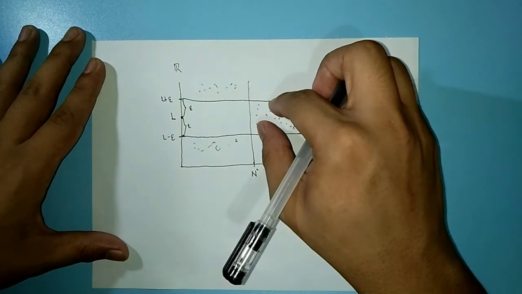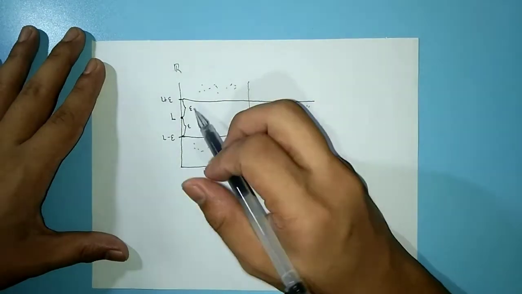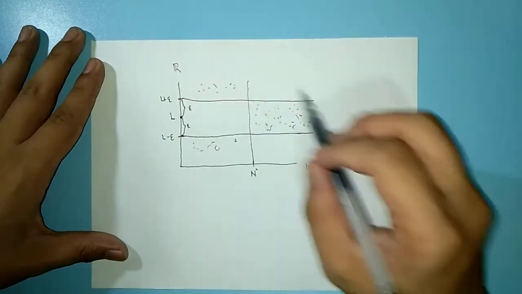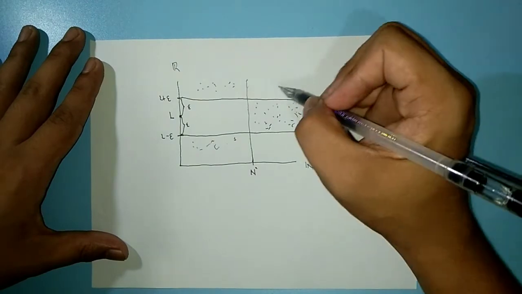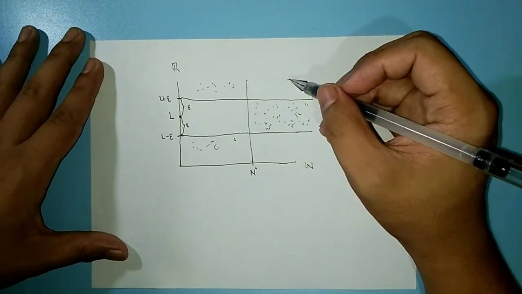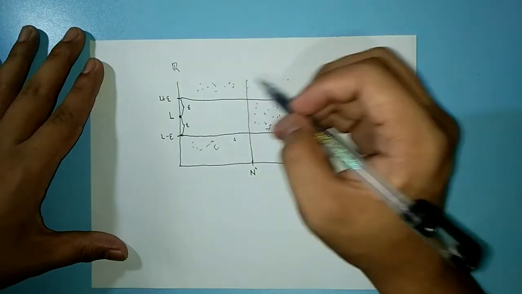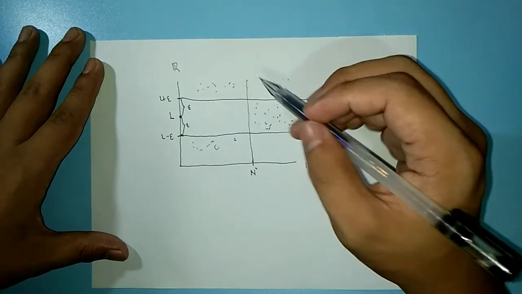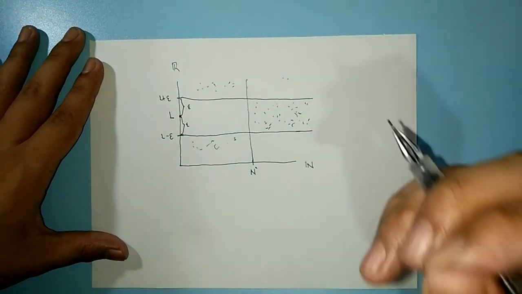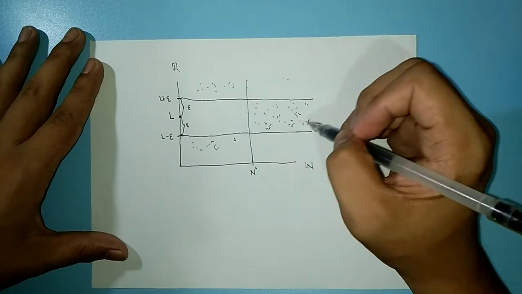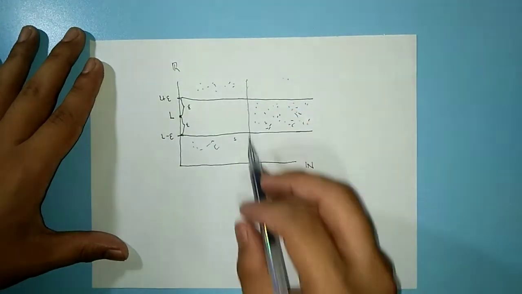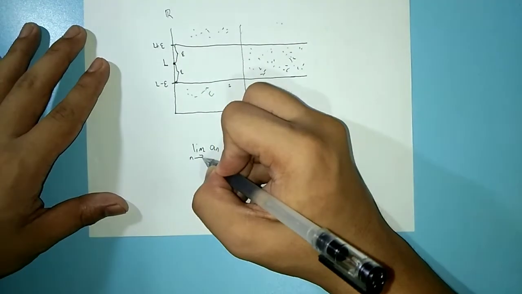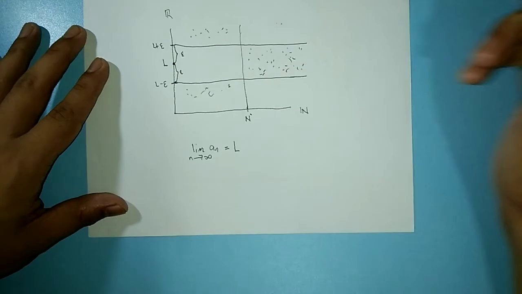Kasi kapag nasa loob yan, kapag kukunin mo yung distance nun ng A sub n sa L, that is always less than epsilon. Okay, which is ito. Pero kapag may nakita ka dito, let's say dito, yan. Kapag kinuha mo yung distance ng A sub n na to sa L, this will become larger than epsilon. Okay? So, sa convergent sequence or sa limit of a sequence, palaging nasa loob na siya after natural number n. Para masabi natin na yung limit of A sub n as n approaches infinity equals L.